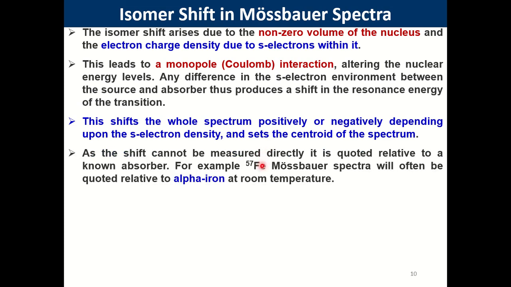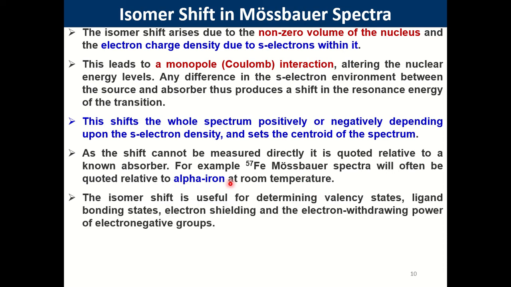As the shift cannot be measured directly, it is quoted relative to a known absorber. So we take Fe57, metallic Fe57, as our reference. This is what we know as alpha iron, and the isomer shift is useful for determining valency states, ligand bonding states, electron shielding, and electron withdrawing power of electronegative groups. So this isomer shift that we obtain is very useful for determining these things, as stated over here.